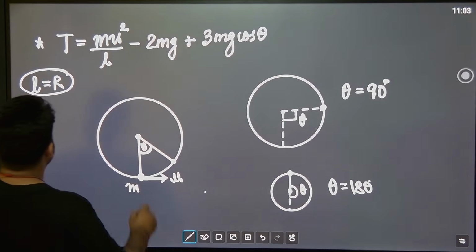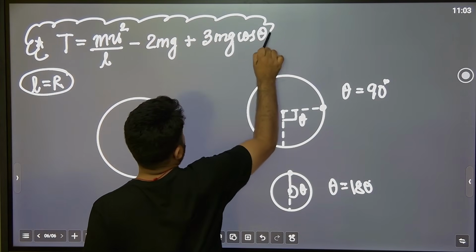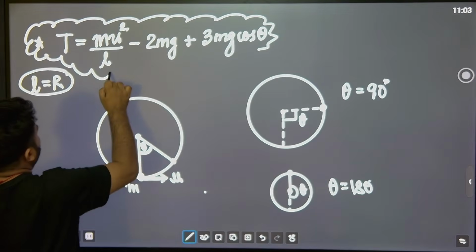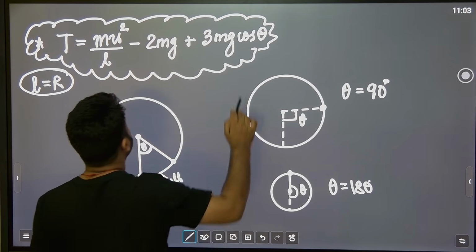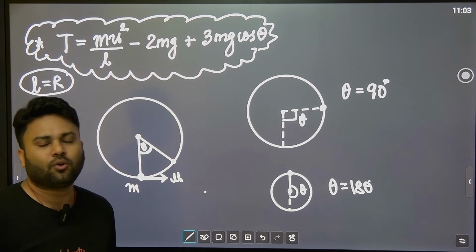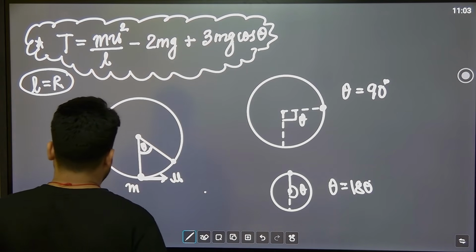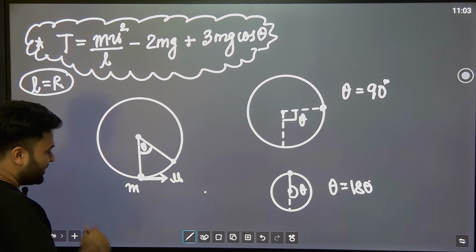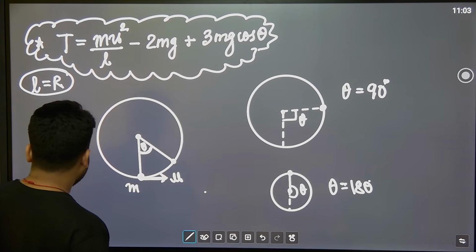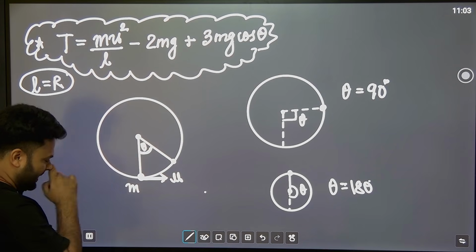So this is the formula. This formula you need to remember. It will be highly beneficial for you. It will save your time. So tension equals mv square by L minus 2 mg plus 3 mg cos theta. Next, see, I will give you some tips also later on.